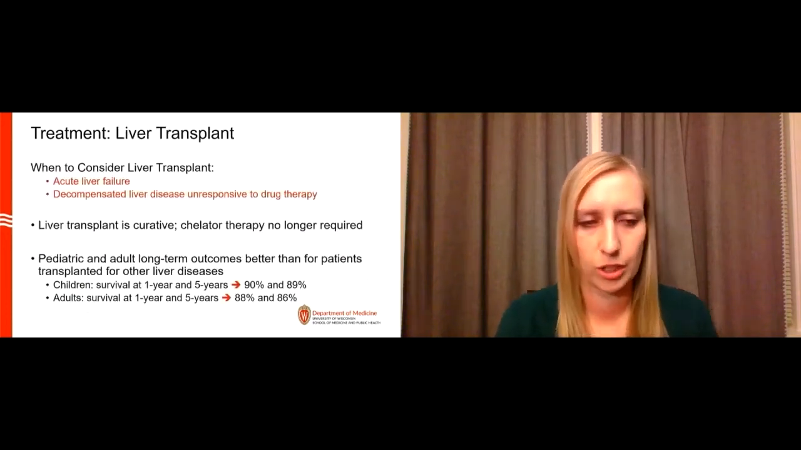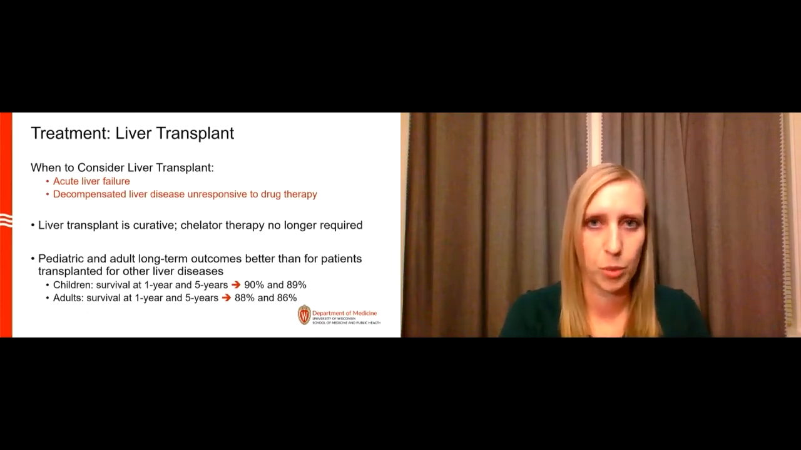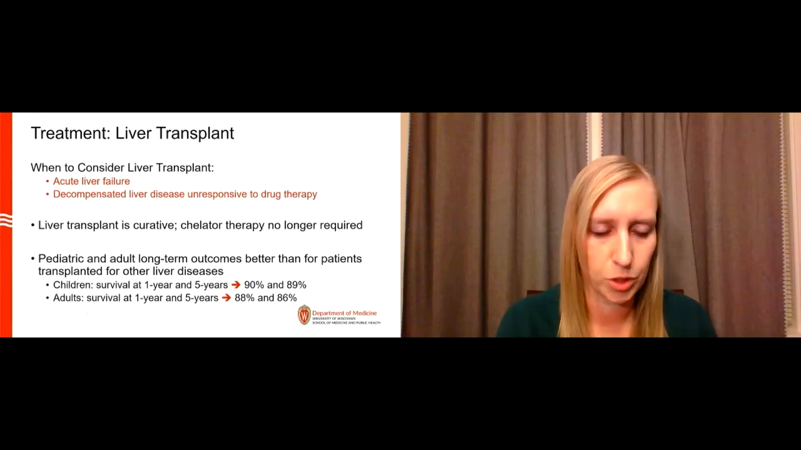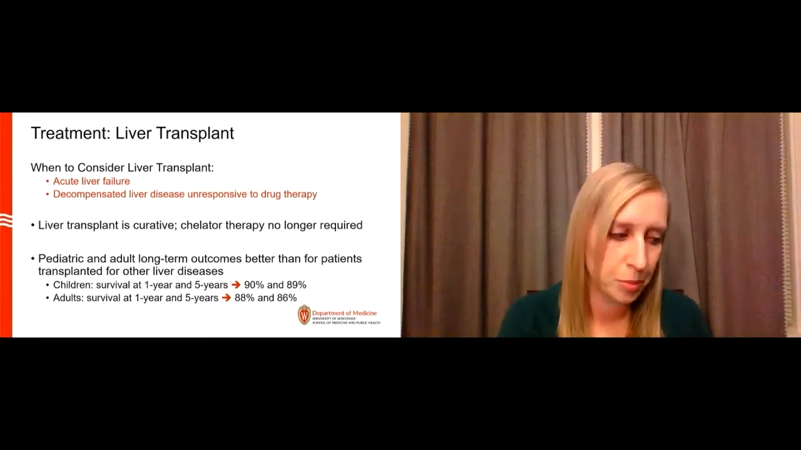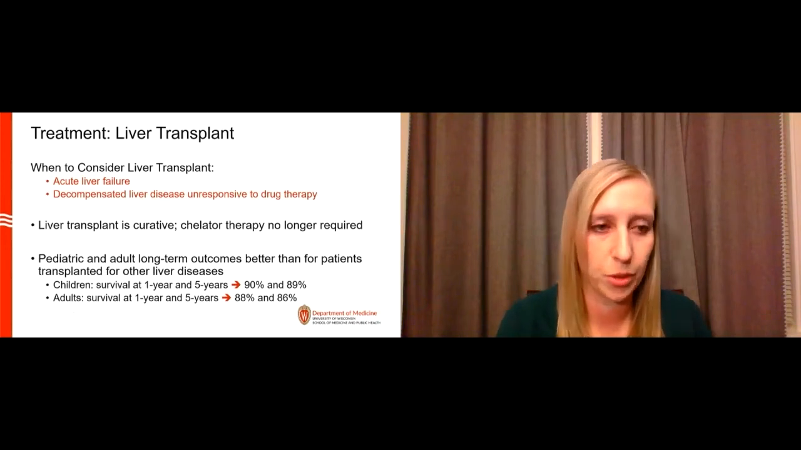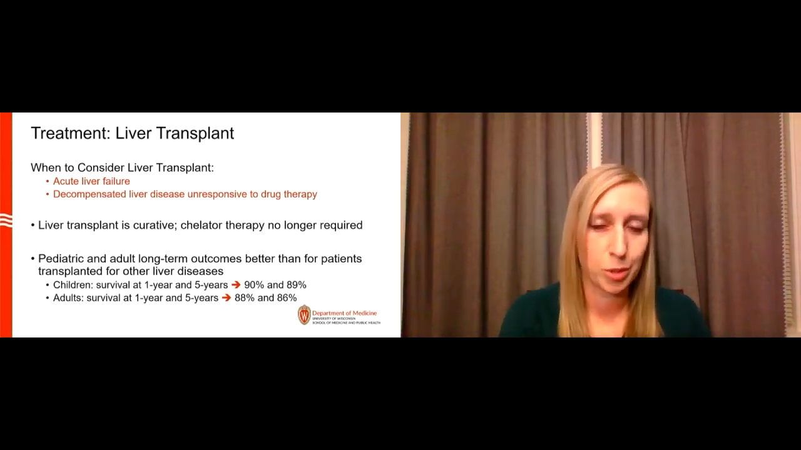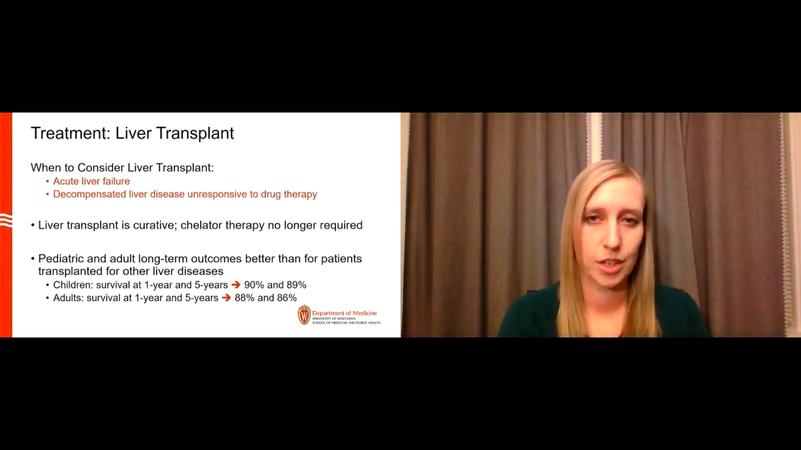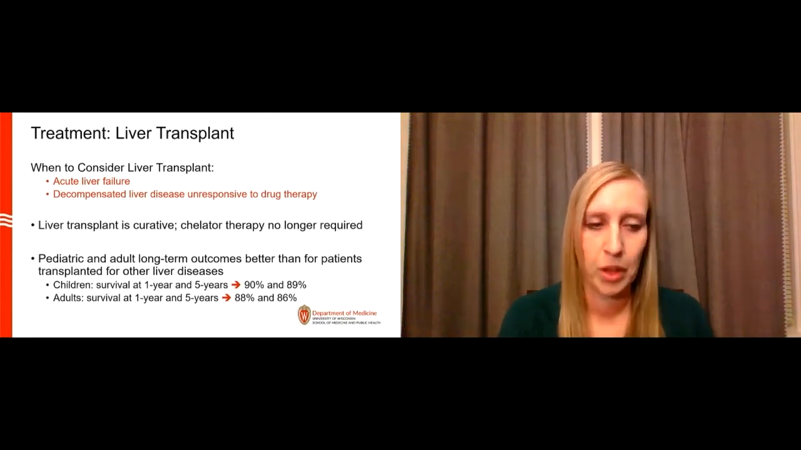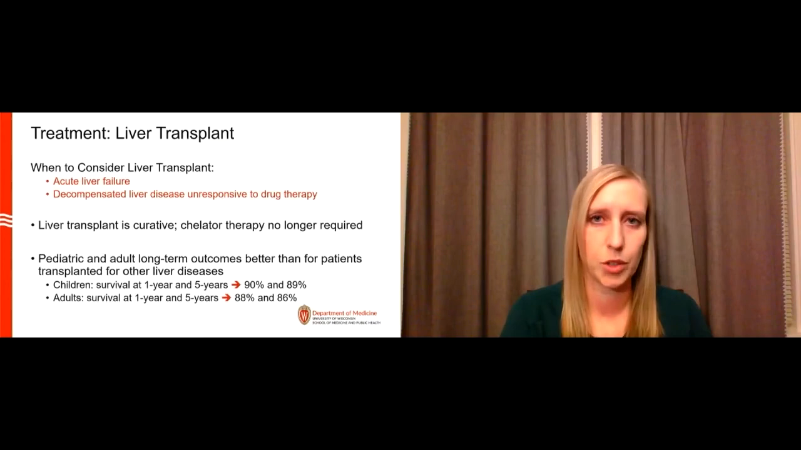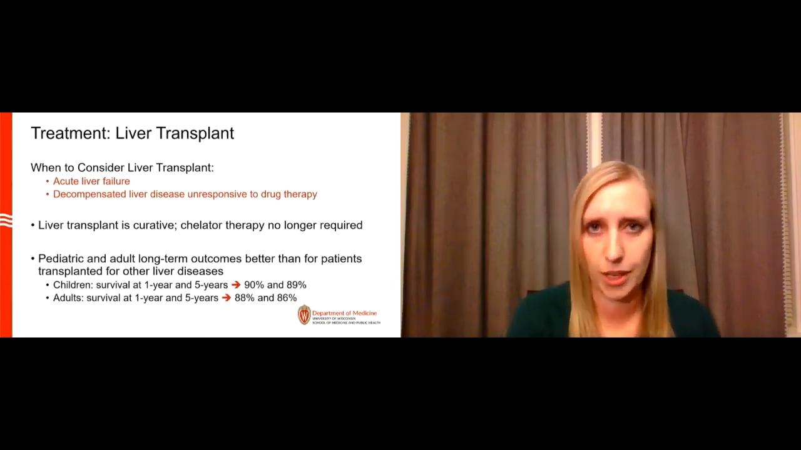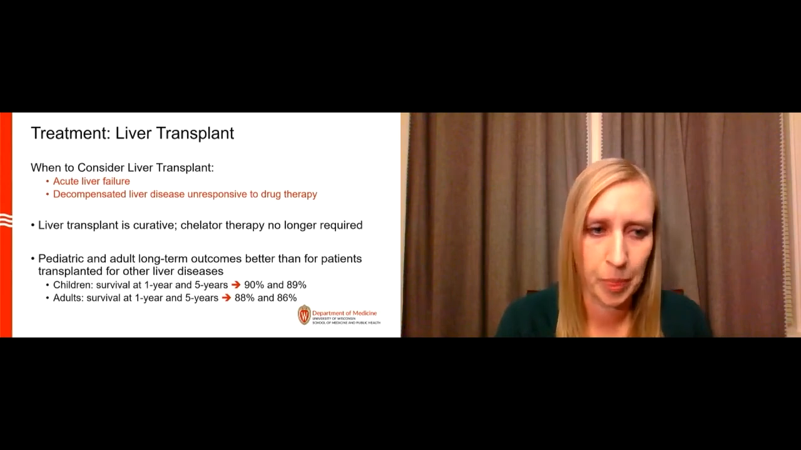I also wanted to mention liver transplant as a therapy for Wilson disease. Generally the two instances where we would consider liver transplant is a patient who presents with acute liver failure. These patients generally don't respond well to medical therapy. And also patients who present with decompensated cirrhosis that's unresponsive to drug therapy. As I mentioned earlier, liver transplant is curative for Wilson disease as it corrects the defect. And so once they have a transplant, chelator therapy is no longer required.